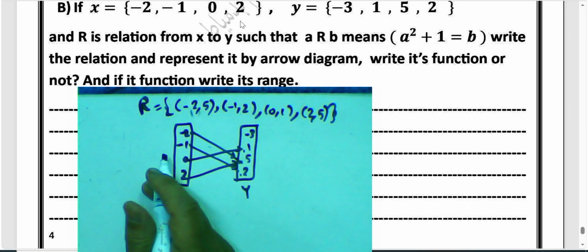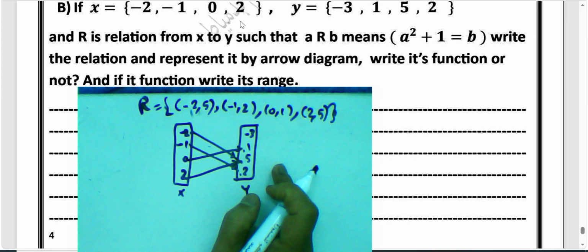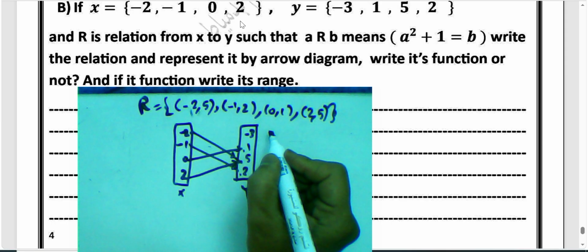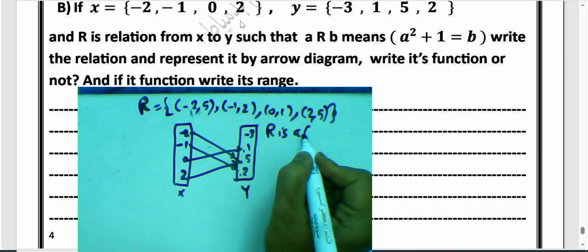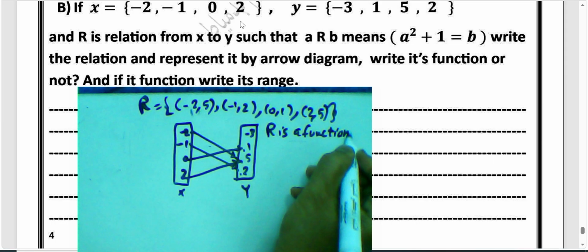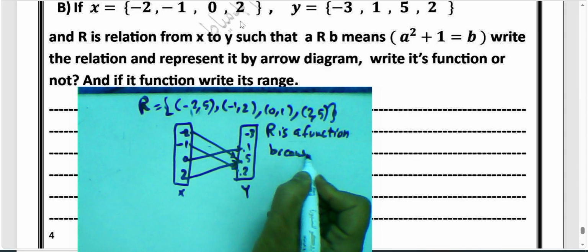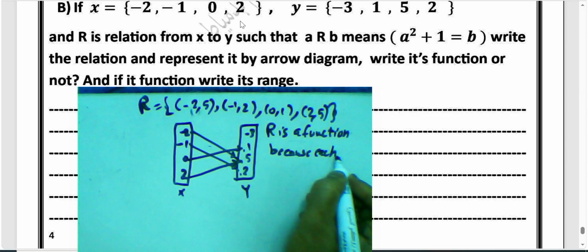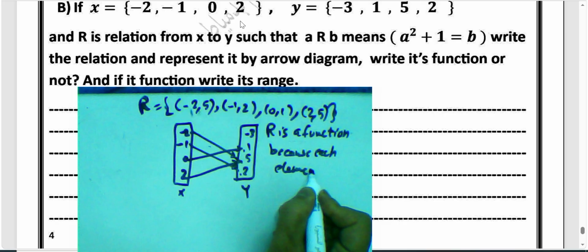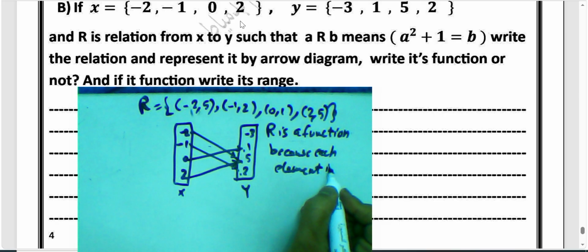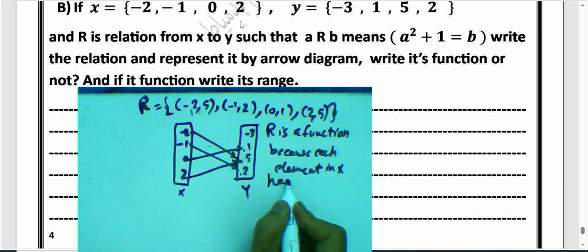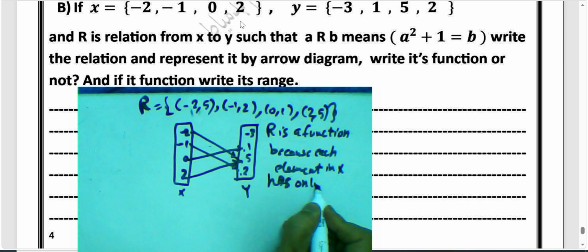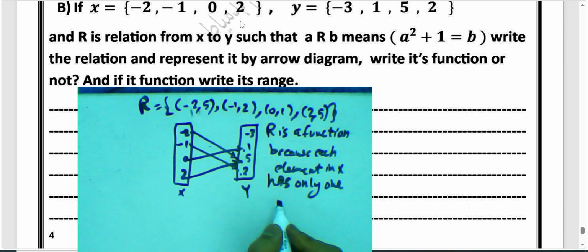Because each element in X has only one image in R, R is a function. And then we can find the range.